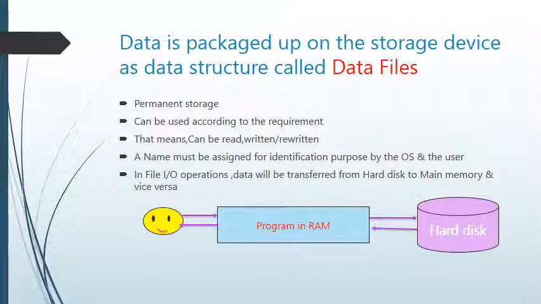In file input-output operations, when we are reading, data will be transferred from the hard disk to main memory, and it will be done vice versa when we are going to write.